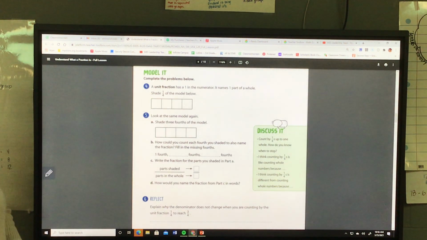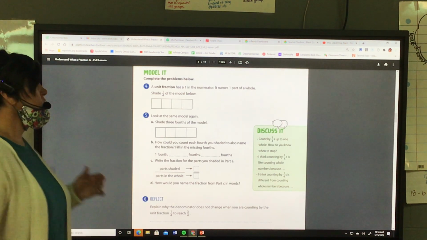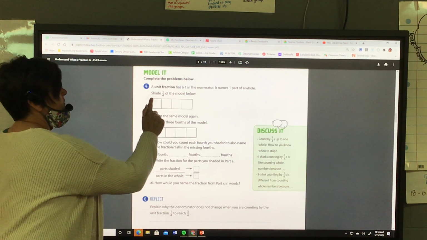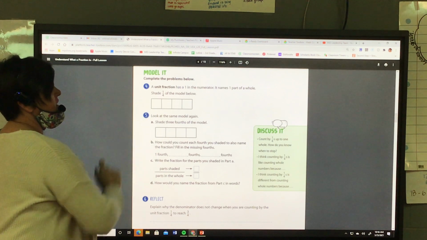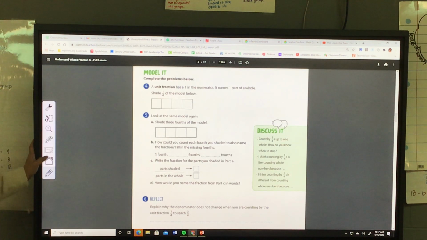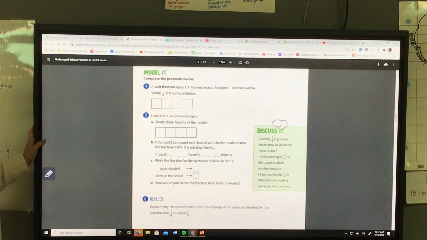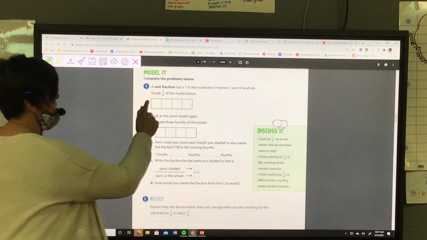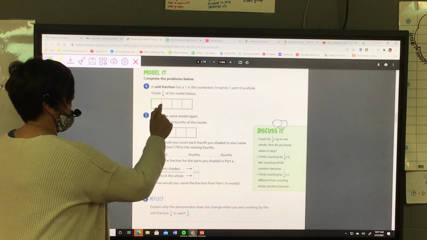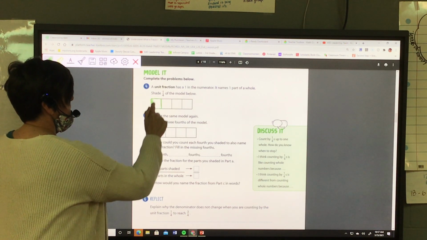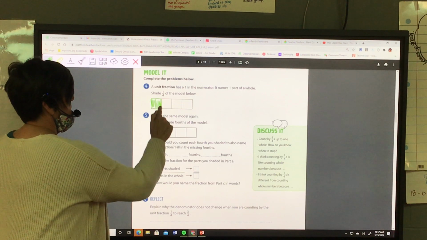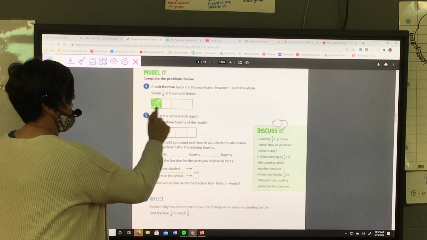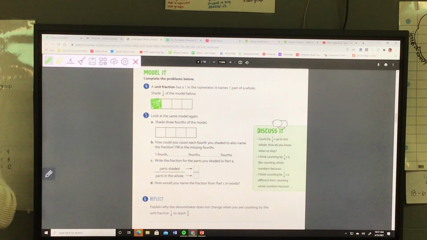Now, friends, when we do shading of fractions, we always start over here on the left. So how many are you going to color in? 1. Just 1, because it's saying to shade 1/4. Shade means to do what? Coloring. Color it in. Does it have to be perfectly colored? No.